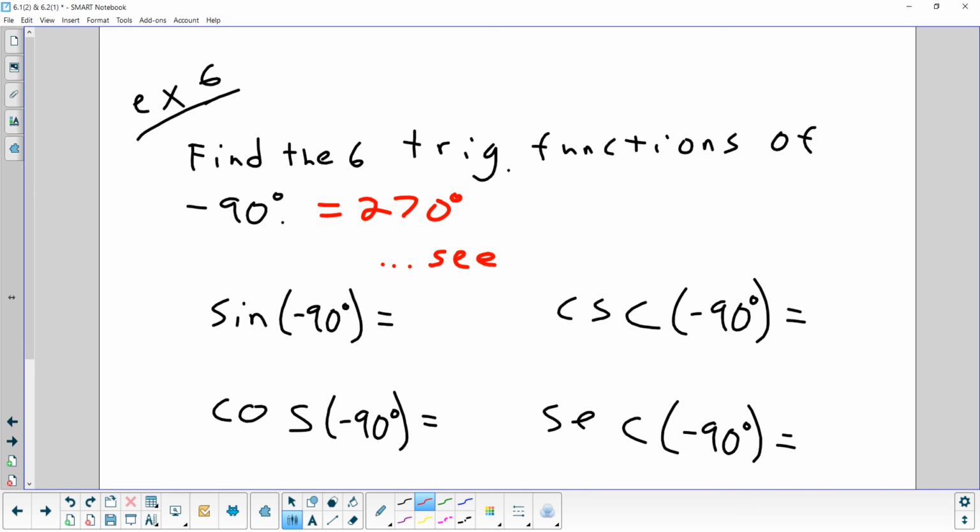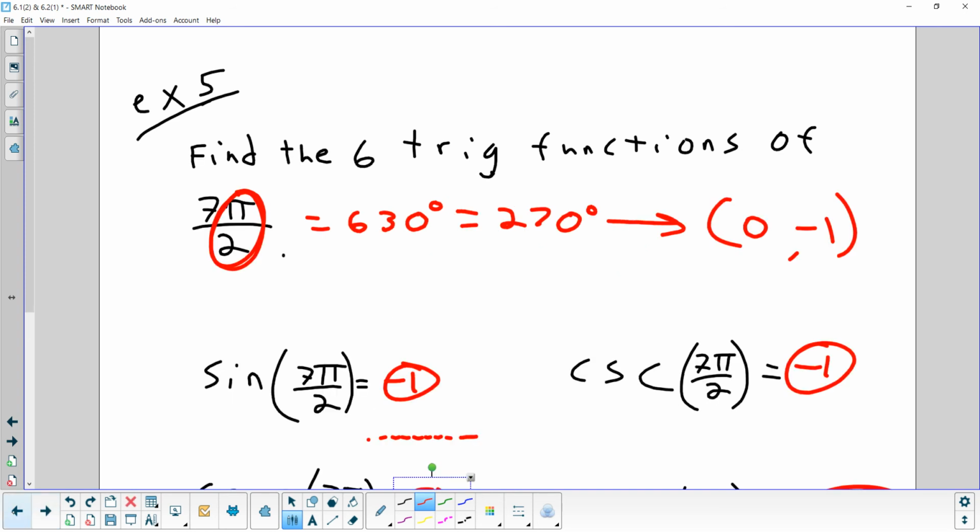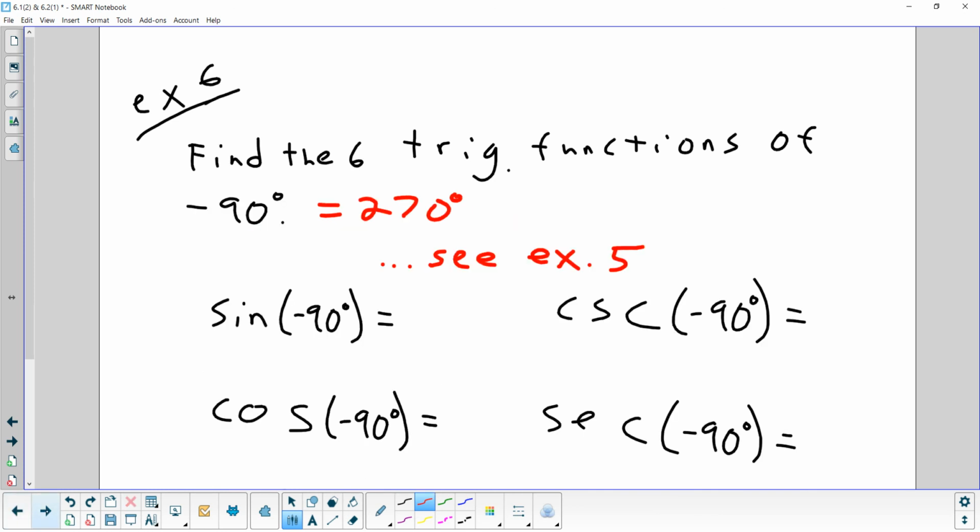So I'm just going to write C, example 5. There's a lot of different ways I can ask a question, and it might look different. Like find the 6 trig functions of negative 90. Find the 6 trig functions of 7 pi over 2. Same question. Questions why that would be the same answers.